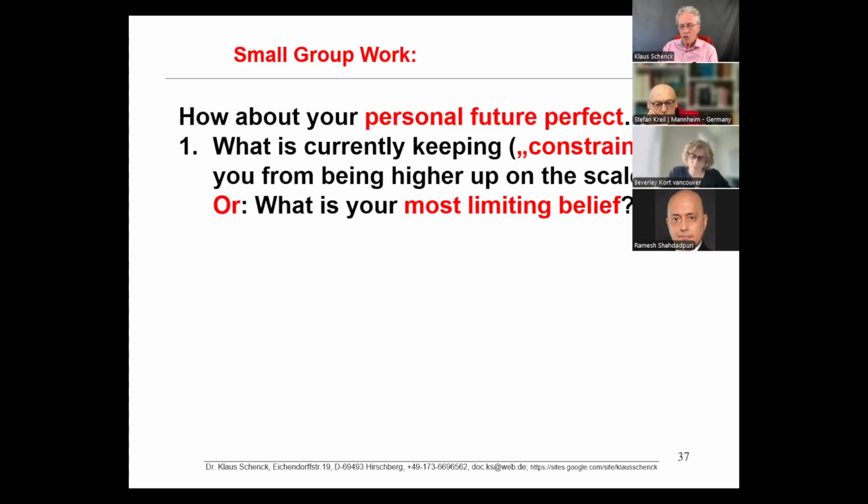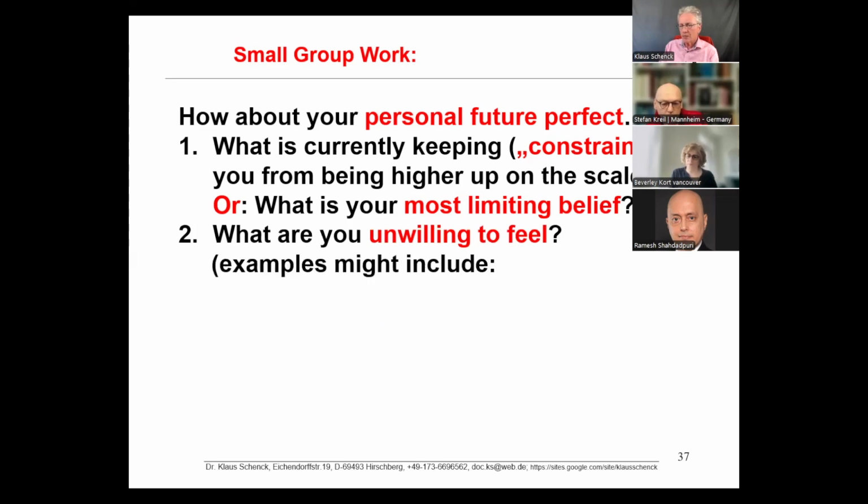What might be your most limiting belief about the thing that you would like to see improve? Or you could ask, what are you unwilling to feel? You might notice you're even unwilling to name what you're unwilling to feel. Still, it might be useful information. Which feelings do you routinely, or especially in this context, try to avoid?